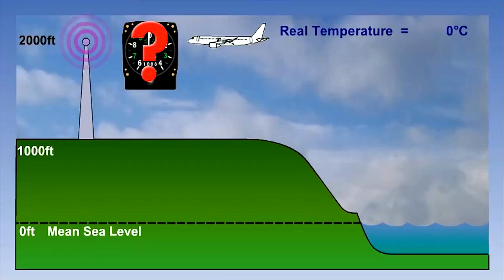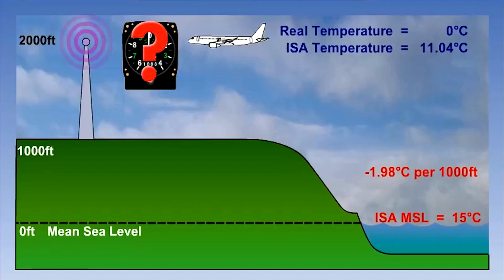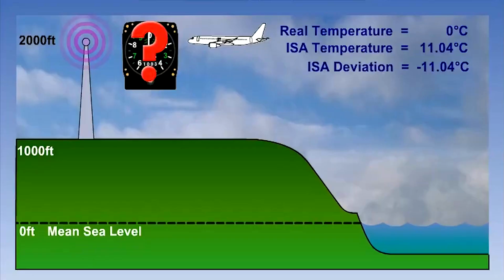Firstly, we'll need to calculate the ISA deviation. Remember that at mean sea level ISA states that the temperature is 15 degrees Celsius and that it decreases by 1.98 degrees Celsius per 1000 feet. The temperature at 2000 feet above sea level according to ISA is 11.04 Celsius. The ISA deviation is therefore minus 11.04 Celsius. In other words, the real atmosphere is 11.04 degrees Celsius colder than ISA.